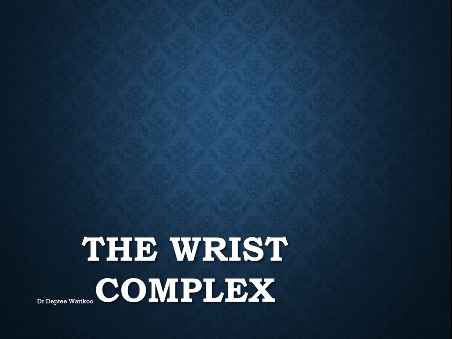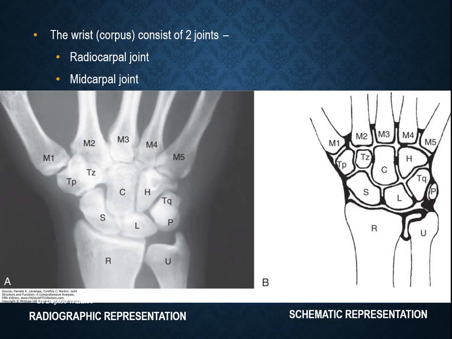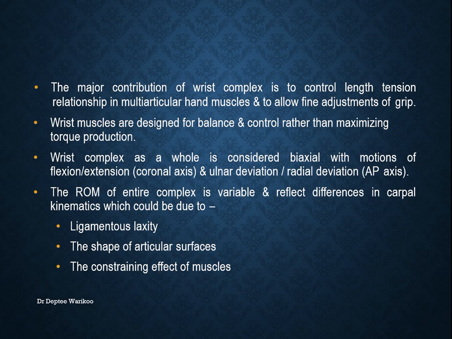So, beginning with the wrist complex, which comprises mainly the two joints, as I told you earlier, the radiocarpal and the midcarpal joint. Here you could see in the figure the radiocarpal joint and the midcarpal. The joints present between the carpal bones are the midcarpal joint. The major contribution of the wrist complex is to control the length-tension relationship in multi-articular hand muscles and to allow those fine and adjusting movements or the grips of the hand.